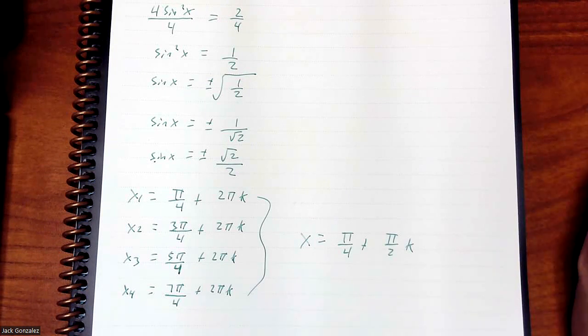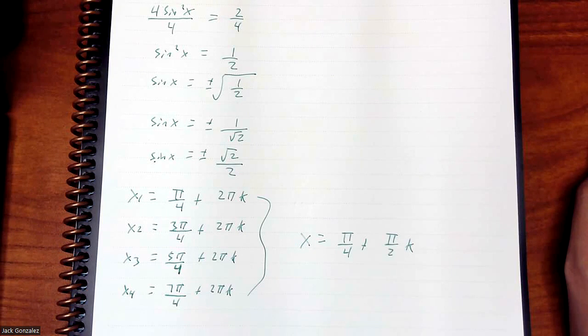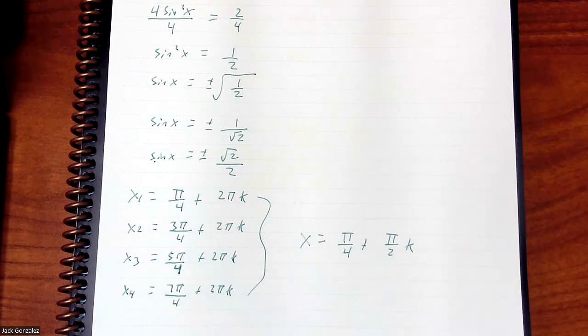Show you the circle really quick. If you look at your circle, from here to here is 90. So let's do this at 90, and then another 90, another 90, another 90. It'll just be 90k. Pi over 4 plus 90k. In other words, pi over 4 plus pi over 2 k. Same thing.